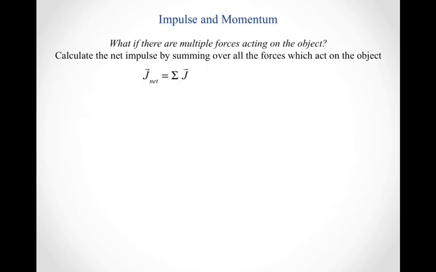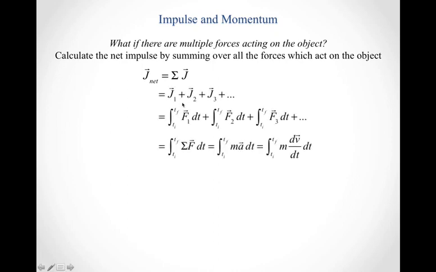So what if there are multiple forces acting on an object? Well, of course, I can calculate the net impulse by summing up all the individual impulses that act on the object. So if I have multiple forces, I can calculate the impulse due to each force. If I add those up, I'll get the net impulse. And of course, because impulse is a vector quantity, the net impulse is a vector addition problem.